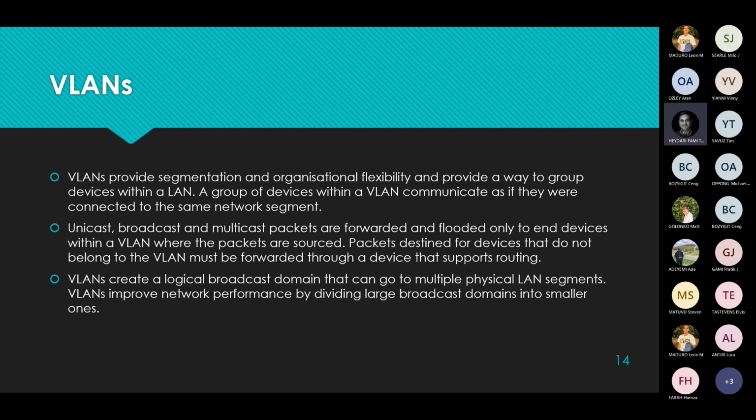Now we have another concept around VLANs. VLANs provide segmentation and organizational flexibility and provide a way to group devices within a LAN. A group of devices within a VLAN communicate as if they were connected to the same network segment. Unicast, broadcast, and multicast packets are forwarded and flooded only to end devices within the VLAN where the packets are sourced. Packets destined for devices that do not belong to the VLAN must be forwarded through a device that supports routing. VLANs create a logical broadcast domain that can span multiple physical LAN segments and improve network performance by dividing large broadcast domains into smaller ones.